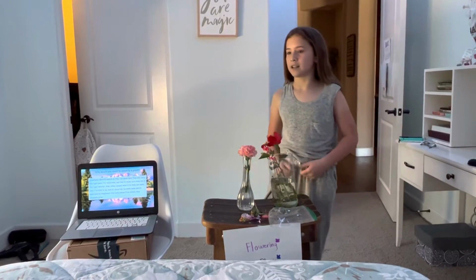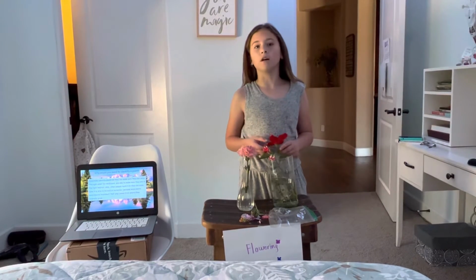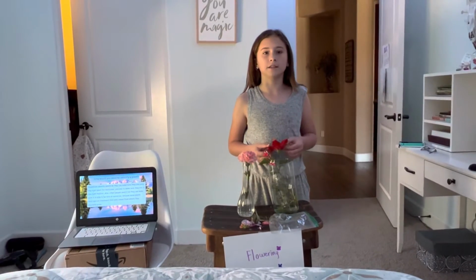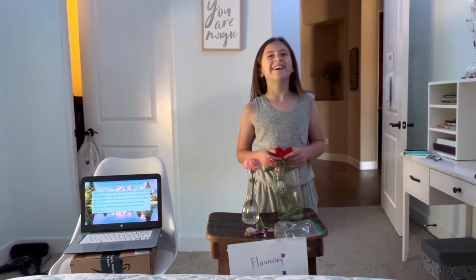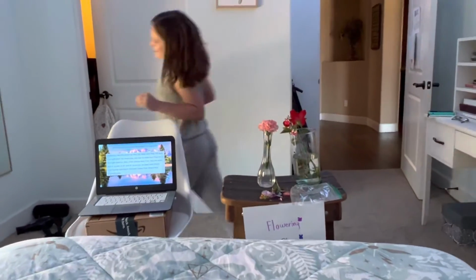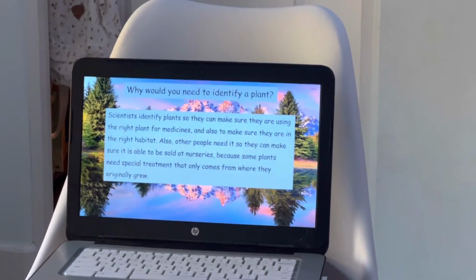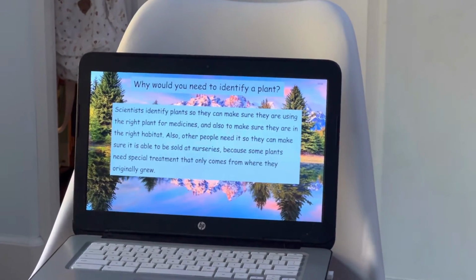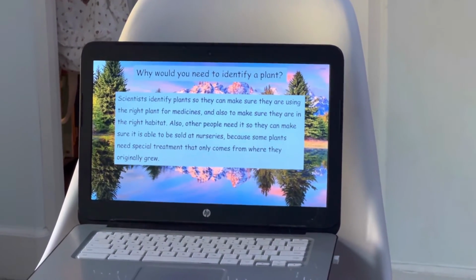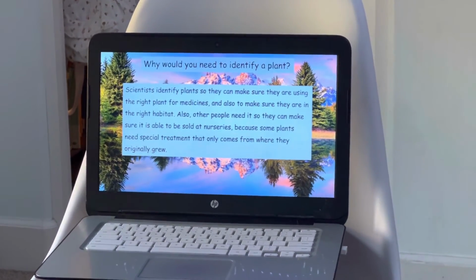Like cactuses, they sometimes need heat, and they don't need to be watered as much, so they need to identify that in case somebody overwaters them, and then the cactus would die, because I've had a cactus once. Okay, scientists identify plants so they can make sure they're using the right plant for medicines, and also make sure they are in the right habitat, like we just talked about. Also, other people need it so they can make sure it is able to be sold in nurseries, because some plants need special treatment that only comes from where they originally grew.